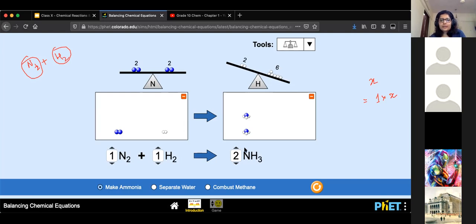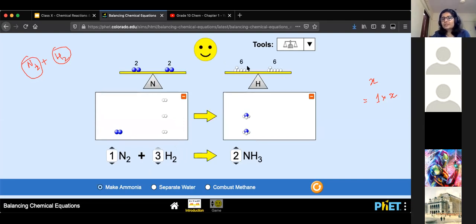Correct. So on the LHS we have a total of 6 hydrogens. Each molecule of ammonia has 3 atoms of hydrogen. We took 2 molecules, so a total of 2 into 3, 6 atoms of hydrogen. Now on the LHS we have 2 atoms. If we have to make this also 6, we multiply 2 by 3 and we get 6. So now both sides have 6 each. Now this is a balanced equation.